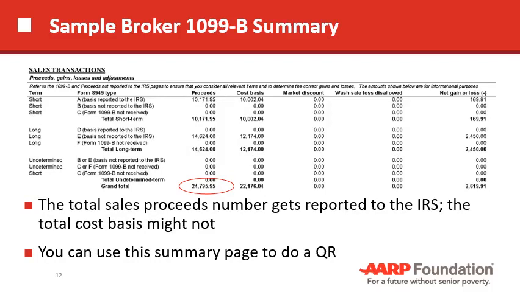Now, on the broker statement, the proceeds columns are added up, and that number is always reported to the IRS. On the cost basis side, it's only reported to the IRS if it's a box A or a box D. Now you can use this summary page to do a quality review.